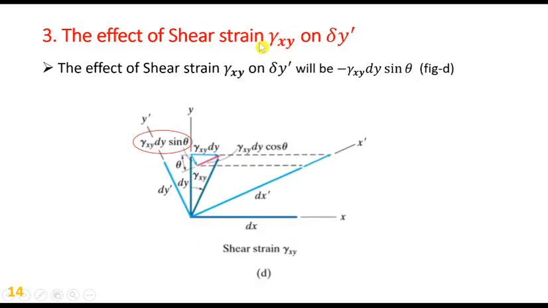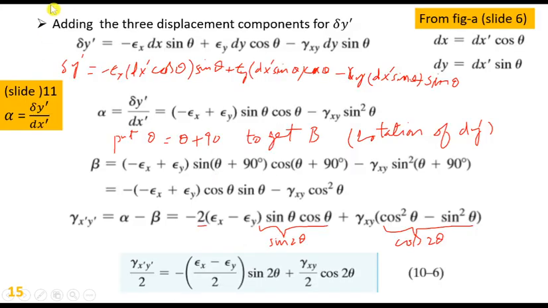And the effect of shear strain gamma xy on delta y prime will be, so if you look at this, it has the hole, and this will be considered now that is along y prime axis, and it is along negative, that's why minus is written here, and that is gamma xy dy sine theta. Minus is placed because the arrow is downward in the negative y prime axis. So adding the three displacement components for delta y prime, delta y prime is equal to minus epsilon x dx sine theta plus epsilon y dy cos theta minus gamma xy dy sine theta.